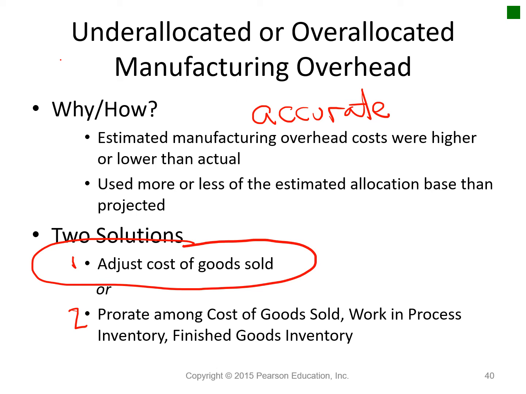But there are sometimes when you could have under or over allocated the overhead, and you could have maybe not sold the product just yet. Then you can take that difference and allocate that difference back to one of these accounts in your balance sheet. Most likely finished goods inventory, but we're going to use cost of goods sold most of the time.